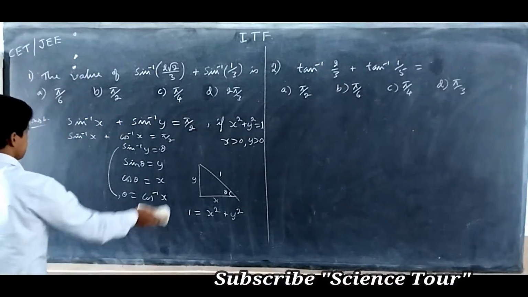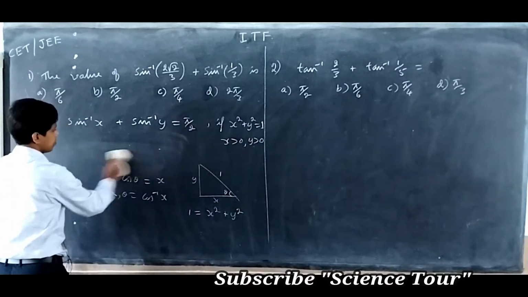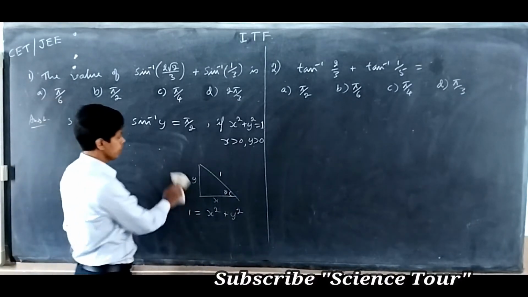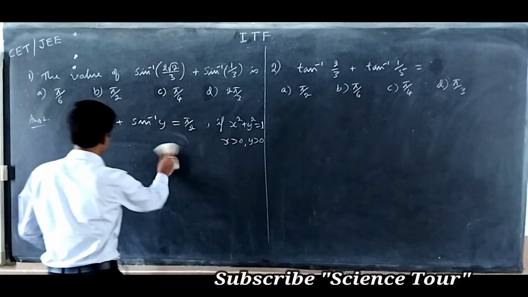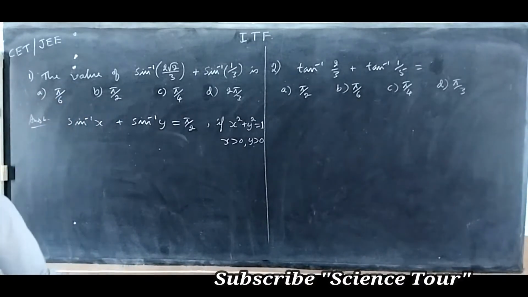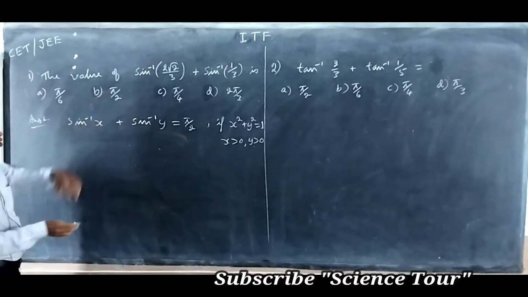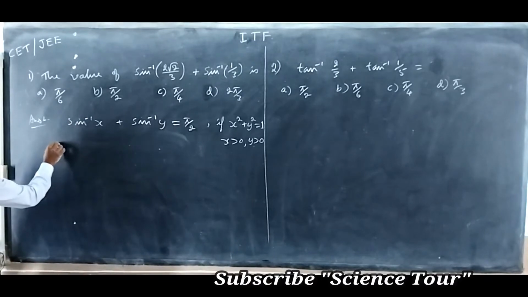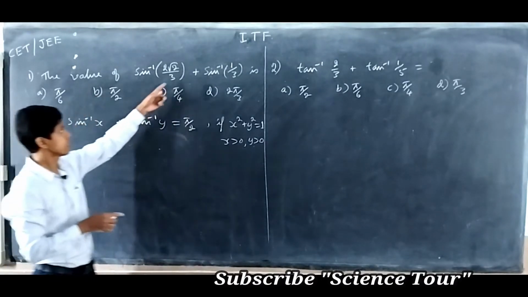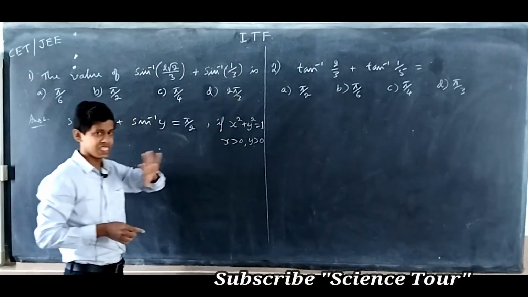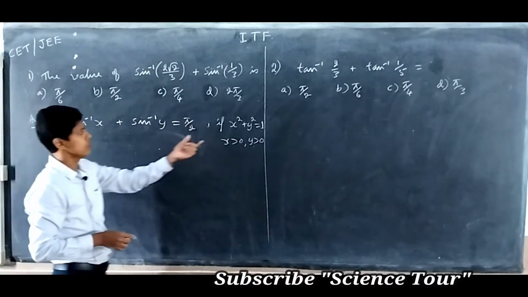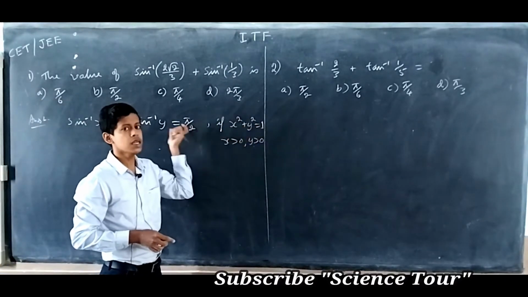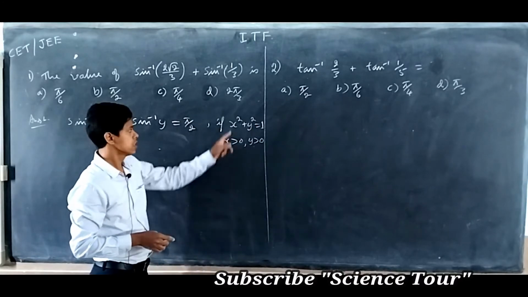Well, now that we have learnt the formula, let us use that formula. So the value of sin inverse 2 root 2 by 3 plus sin inverse 1 by 3 is. So what I will do is I will verify this condition. If I get 1, the answer is 90. Correct? So I will verify this.